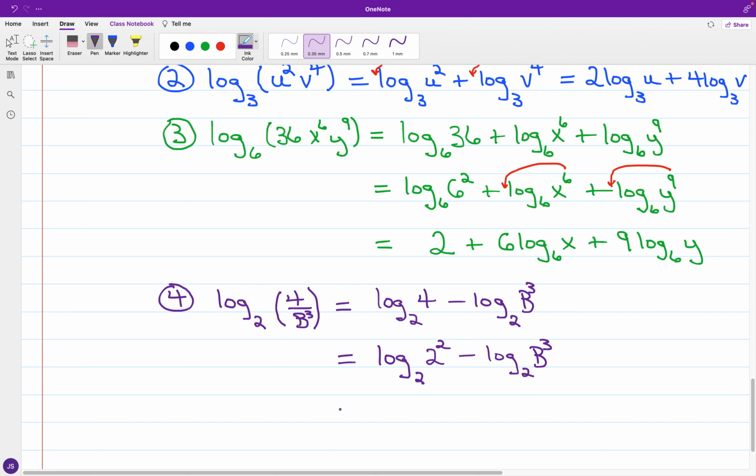Okay, so we can convert. For the base 2 logarithm of 2 to the 2nd, the reduction goes to 2. And for b to the 3rd, I can write the 3 as a coefficient. So in the result, we're going to have 2 minus 3 times the base 2 logarithm of b.